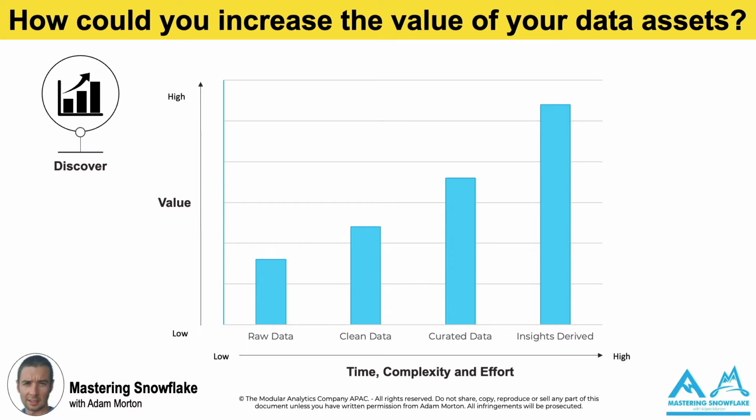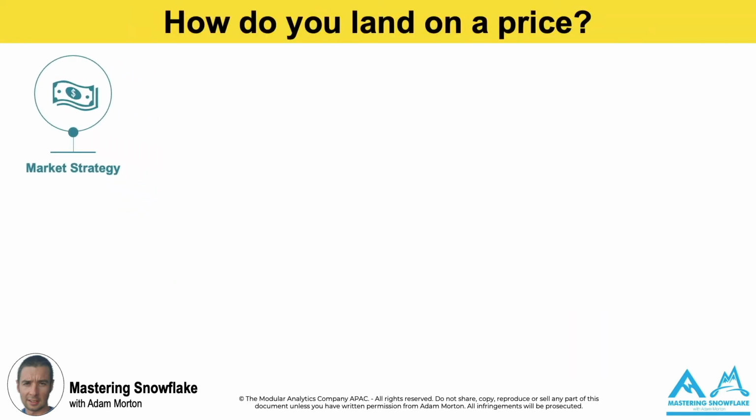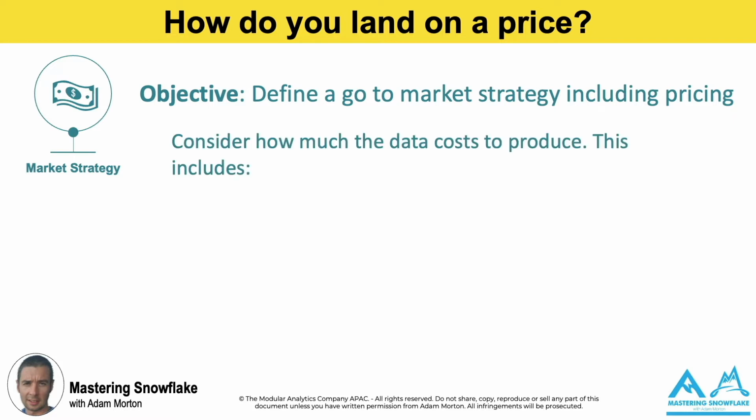So that's step one, identifying your data assets, what you can share. Once you've got those high value ones, looking at how you potentially could increase the value of them. The next step is to define your target market, and that includes the pricing strategy as well. In this step, really defining a go-to-market strategy, which includes pricing, is an important factor here. So how do you actually land on a price?